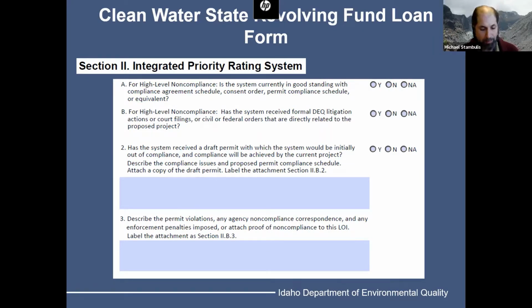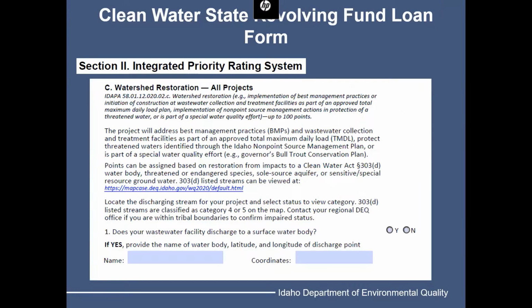But at this point in time, I'm going to turn it over to Nicholas Hebert to discuss some of the other sections of the forms. All right, thank you, Mike. My name is Nicholas, and I am a water quality engineer in the grant and loan program. And I work in the drinking water and wastewater world.